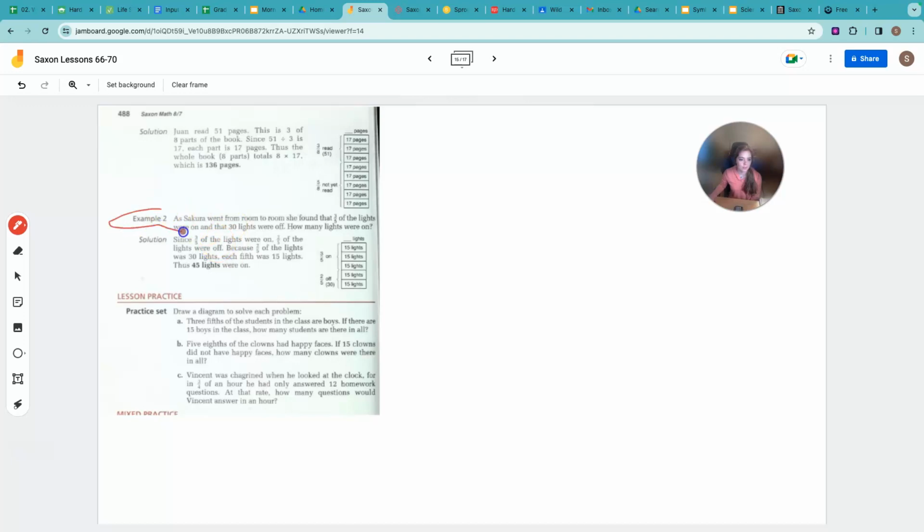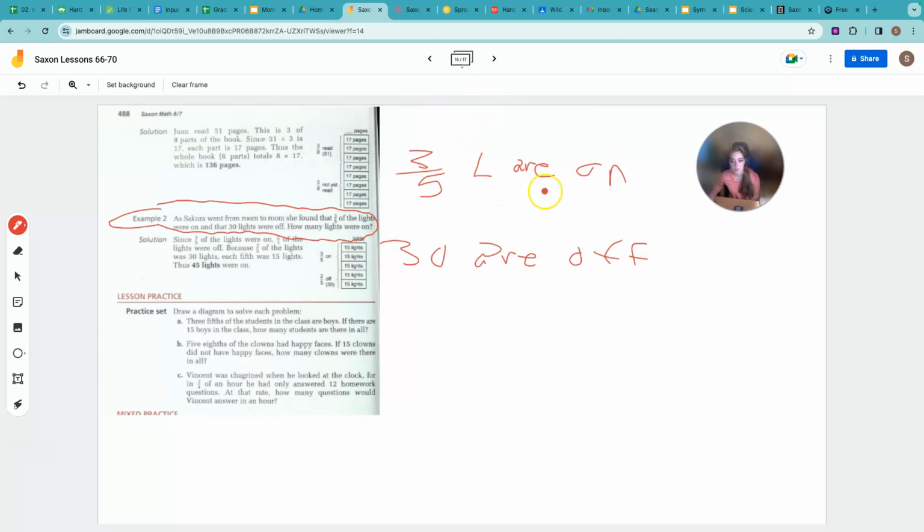So we have example 2. As Sakura went from room to room, she found that 3/5 of the lights were on and 30 lights were off. How many lights were on? So this problem's a little bit different. Let's start with writing down what the fraction is they give us. So 3/5 of the lights, so lights are on, right? 30 lights are off. So, looks a little bit different for us here. So we have 3/5 of the lights are on, but 30 of the lights are off.